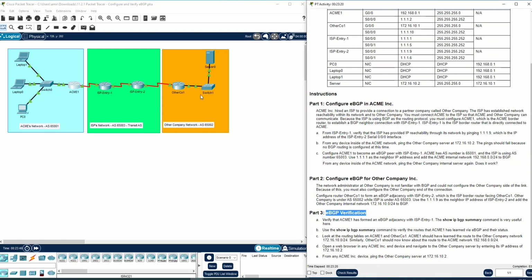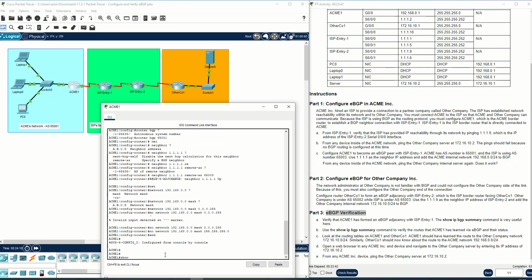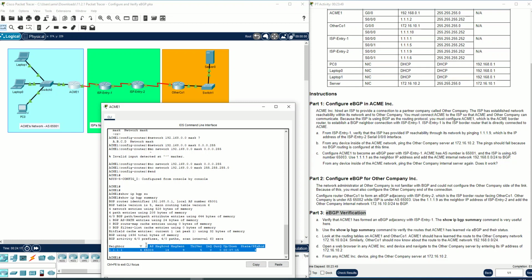eBGP verification. After we have made the establishment between the 3 ASes here, we should verify and investigate eBGP. For example, in ACME, we can go to privilege mode and write show ip bgp summary. And you can see any neighbor here. This is your neighbor IP address, version 4, and this is the AS. And other information here, this is up, and we also have the BGP router identifier here.